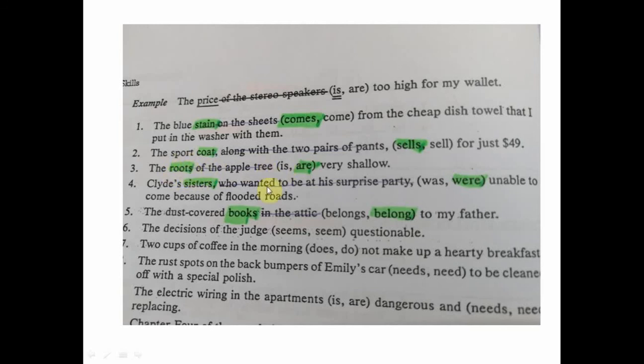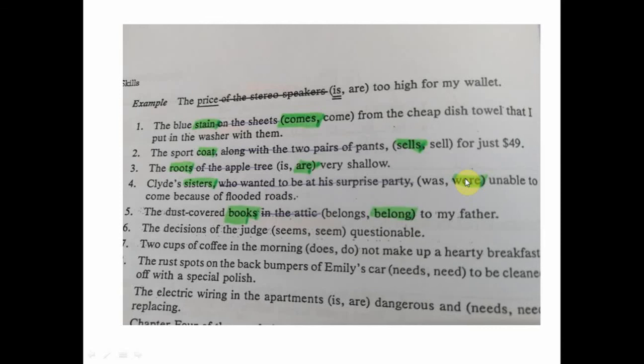Roots is a plural, and then make a plural verb, are, to agree with your subject, roots. Clyde's sisters, many sisters, who wanted to be at this surprise party. Remove this relative clause, who wanted to be at his surprise party. Remove it. So we are left with sisters, plural. And for sisters, we need were, because it's a plural verb.